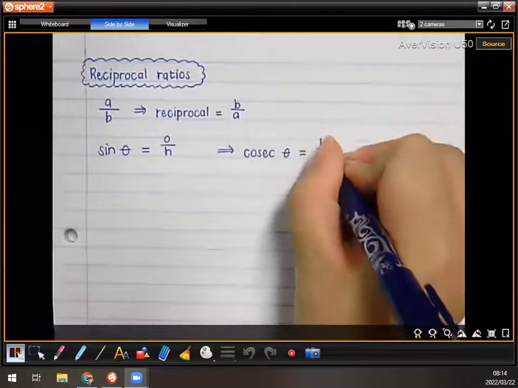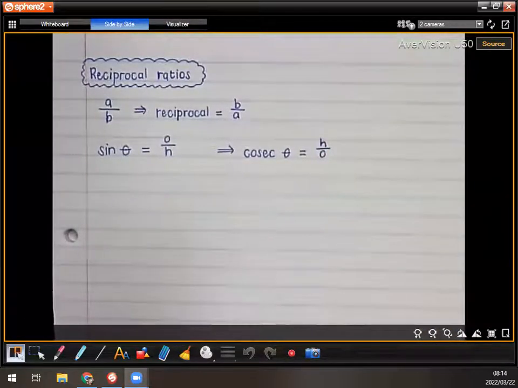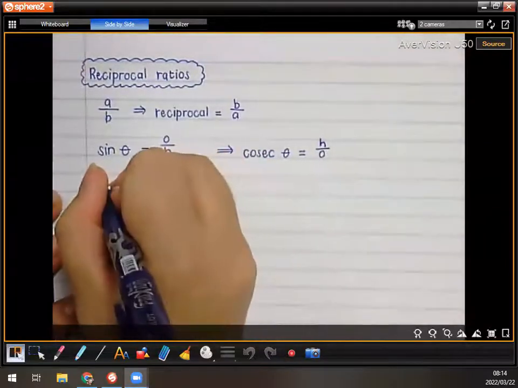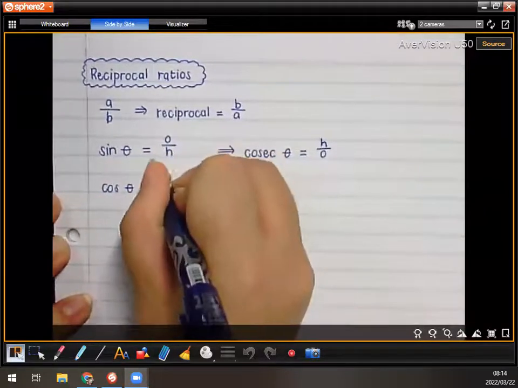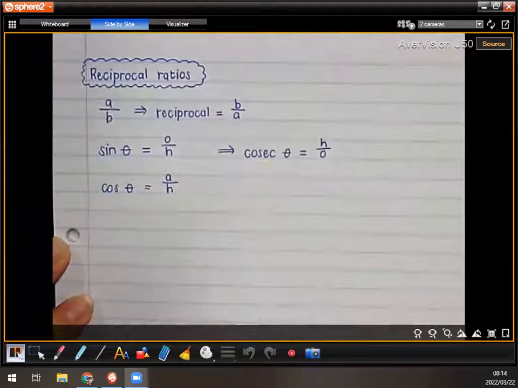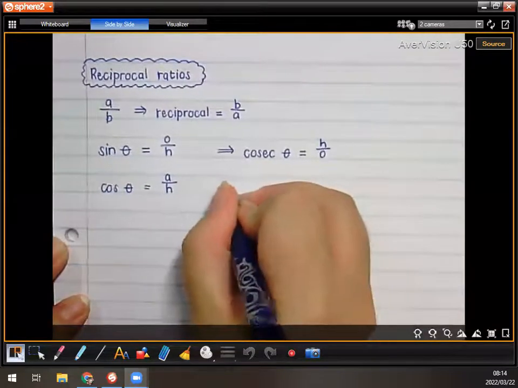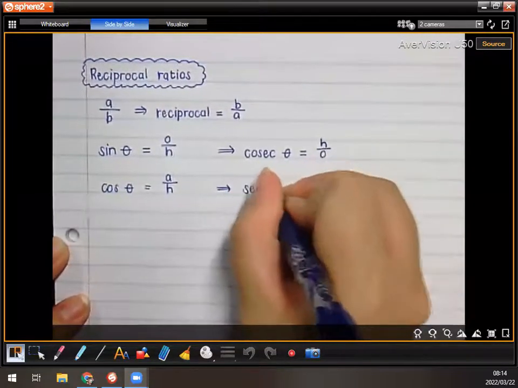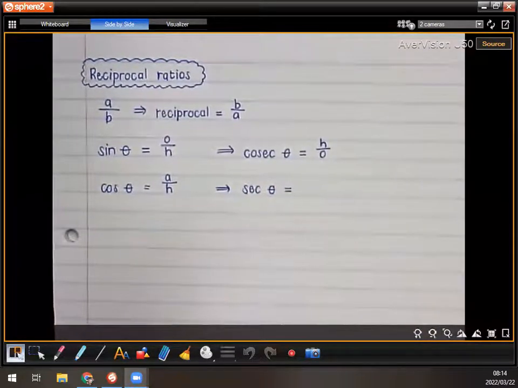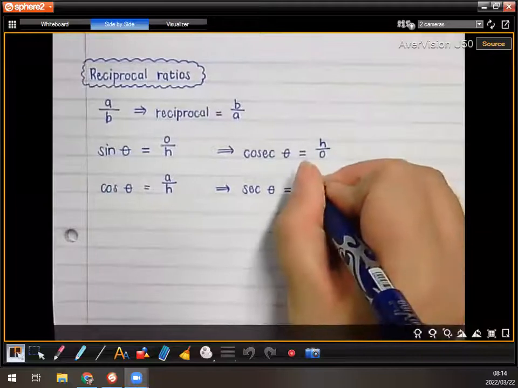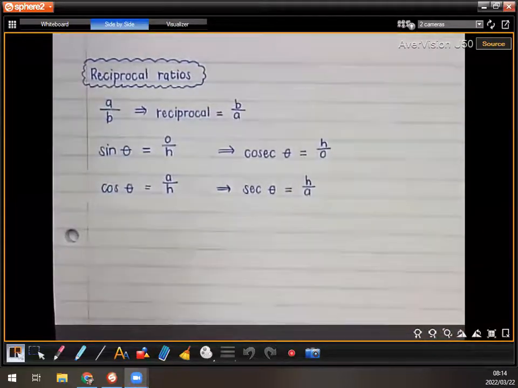I'll give you a way of remembering just now which one is the reciprocal of which one. So it can get a bit confusing. All right, the next one was cos. So cos theta, we just spoke about it, is adjacent over hypotenuse. The reciprocal of cos is sec. And again, reciprocal means that you take the fraction, you swap it around. So when you take adjacent over hypotenuse and you swap it around, you're going to get hypotenuse over adjacent.